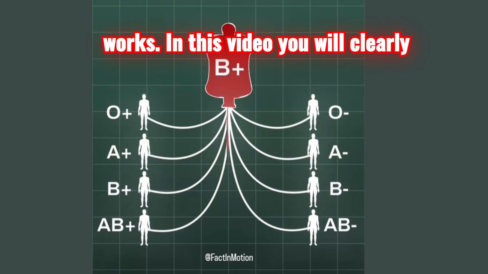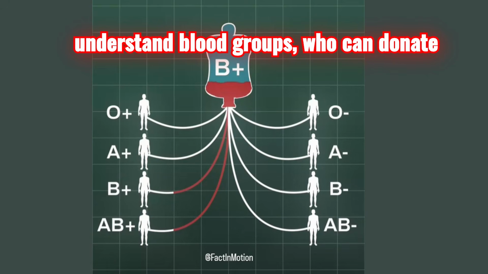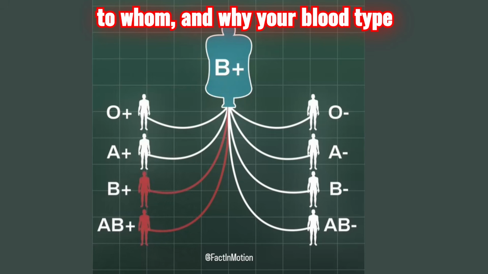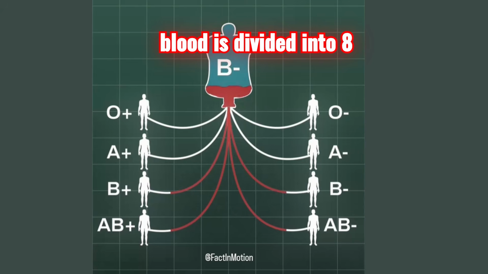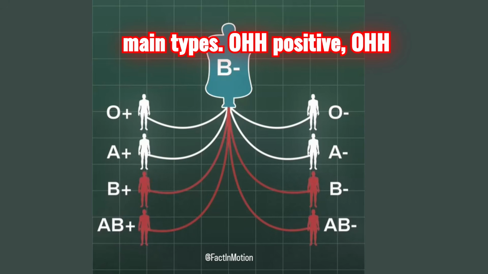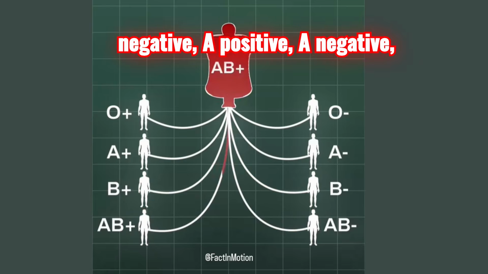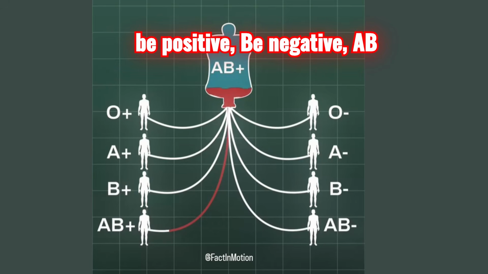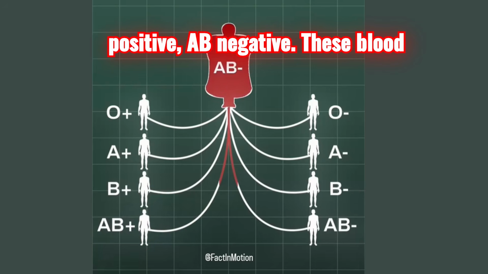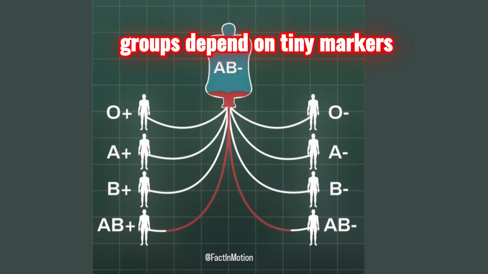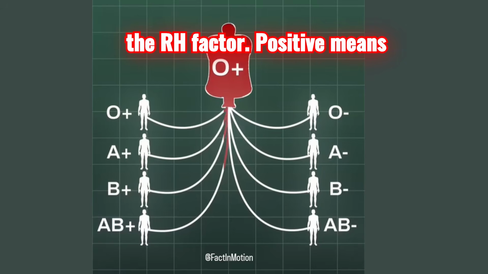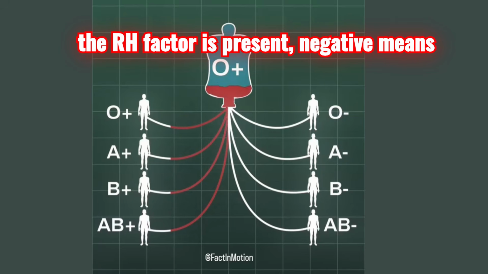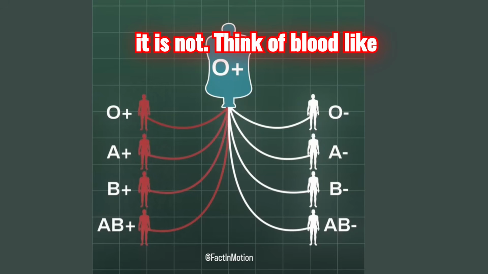In this video, you will clearly understand blood groups, who can donate to whom, and why your blood type matters. Human blood is divided into 8 main types: O positive, O negative, A positive, A negative, B positive, B negative, AB positive, AB negative. These blood groups depend on tiny markers called antigens and something called the Rh factor. Positive means the Rh factor is present. Negative means it is not.